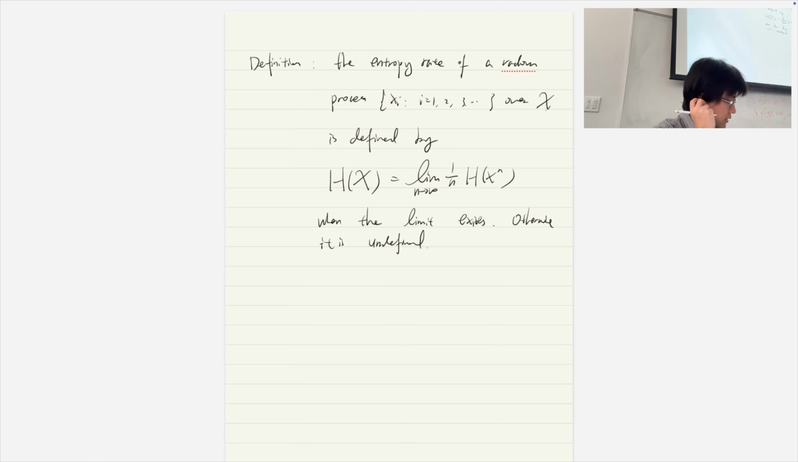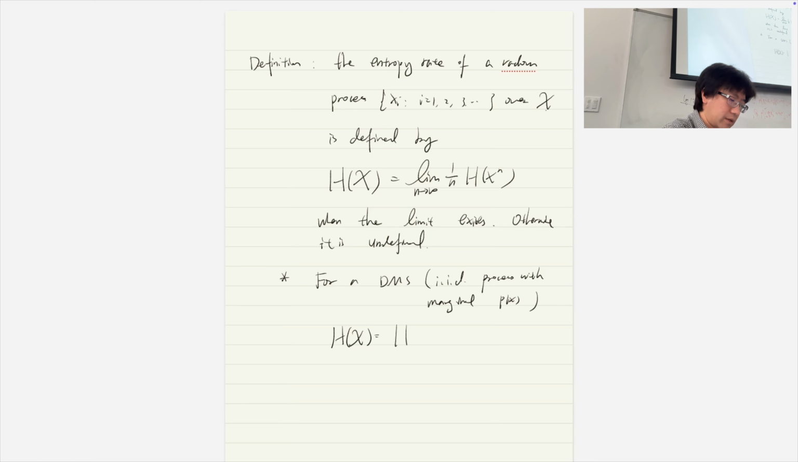Now let's consider some special cases. Again, for a DMS, remember that when we talk about a discrete memoryless source, we talk about the IID source. So we have an independent and identically distributed process with the same marginal p(x) for all the X. In this case, our entropy rate is nothing but H(X), because they are IID. If we take this n out, that will be equal to H(X).